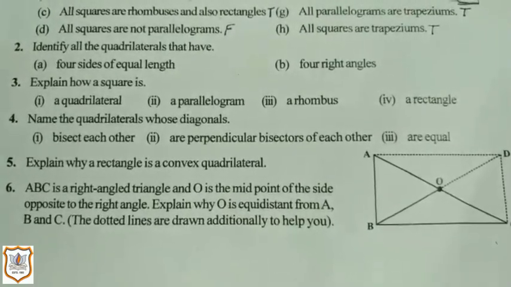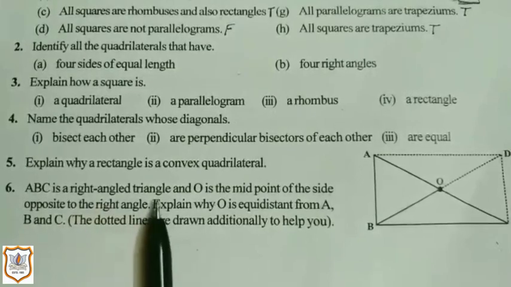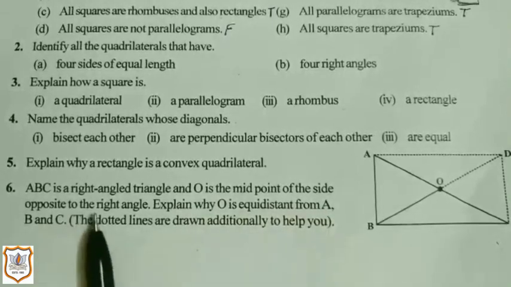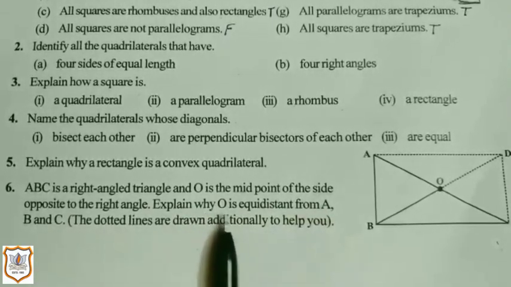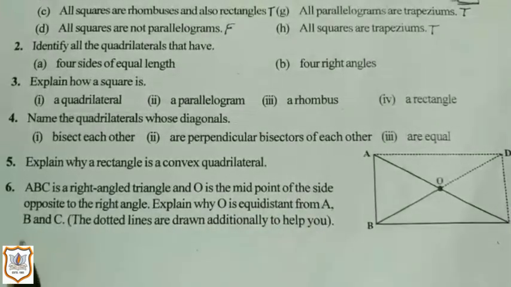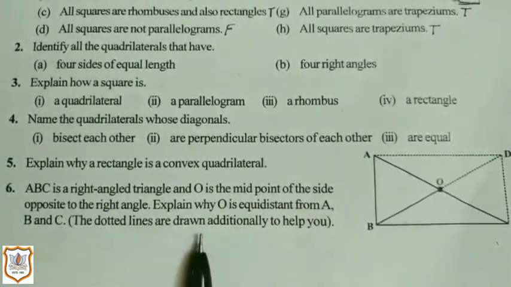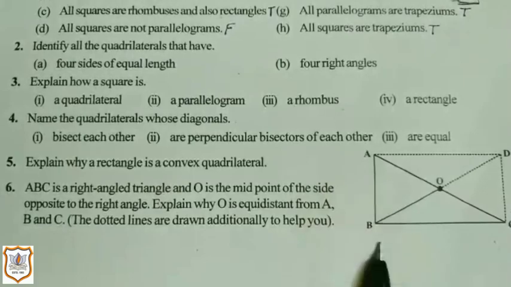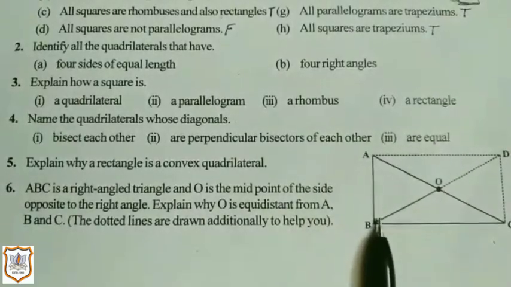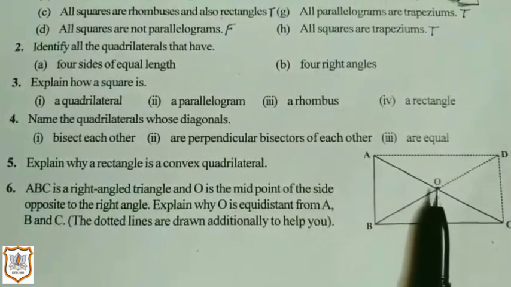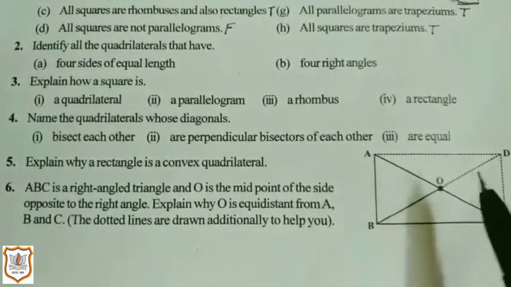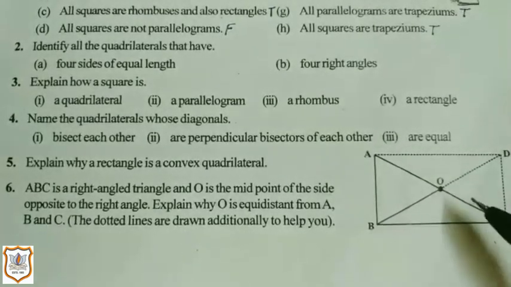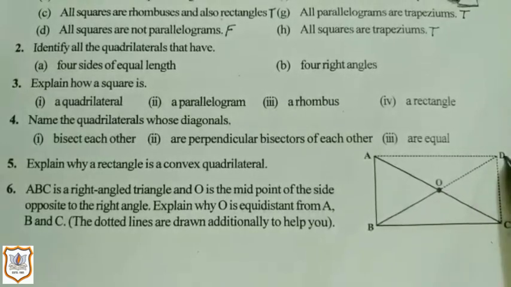Next, 6. ABC is a right angled triangle and O is the midpoint of the side opposite to the right angle. Explain why O is equidistant from A, B and C. The dotted lines are drawn additionally to help you. So students, look at this figure. ABC is a right angled triangle and O is the midpoint of the side opposite to the right angle. So OB, opposite side of OB is OD.